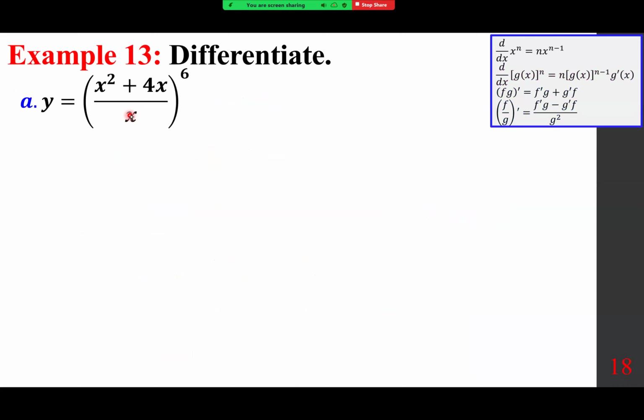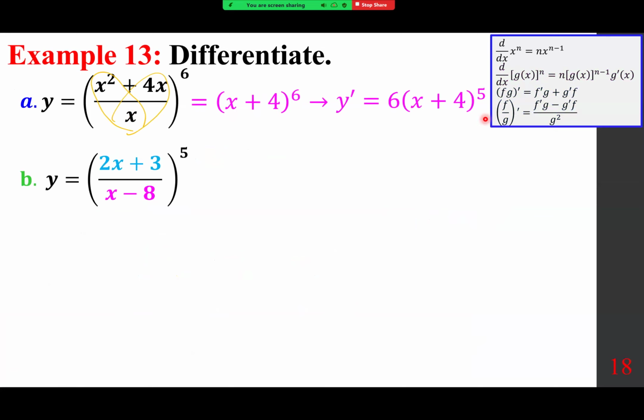We want to differentiate this. We are going to use the chain rule. However, before we do that, anytime you have a fraction, ask yourself, can I simplify it? And the answer is yes, because I can make up two fractions. This gives me x, this gives me 4. And that is a simple case now. 6 times x plus 4 to the power of 5 times 1, because the derivative of the inside is 1. I don't write it, and I'm done.